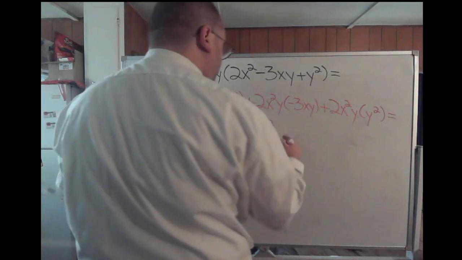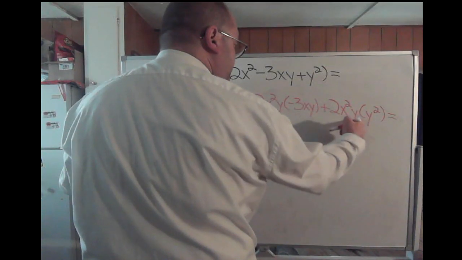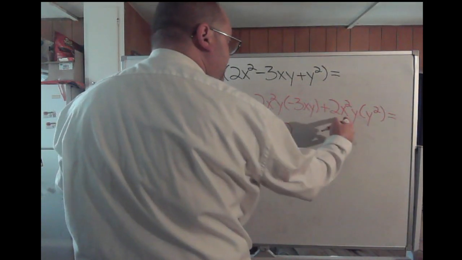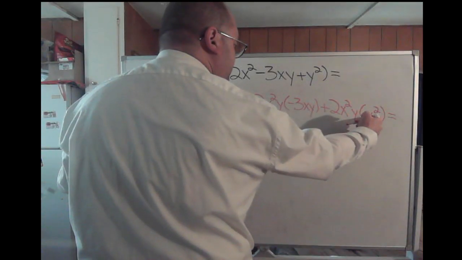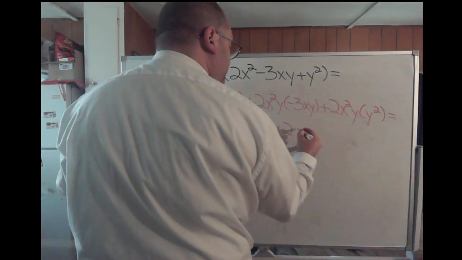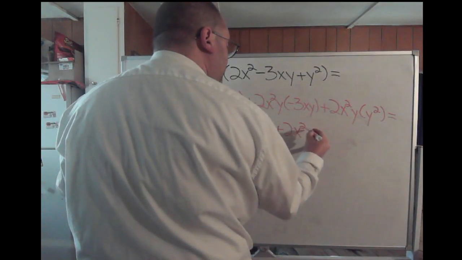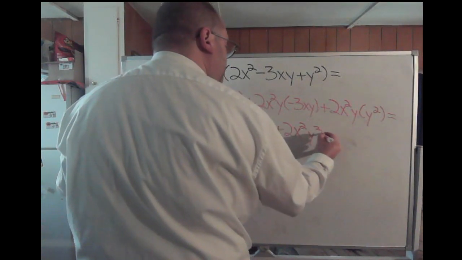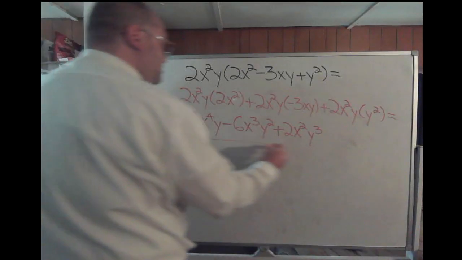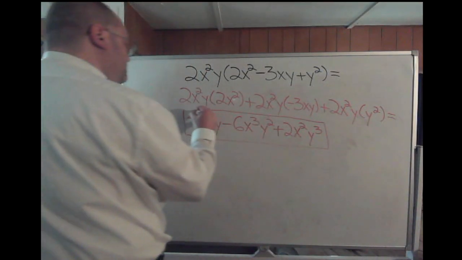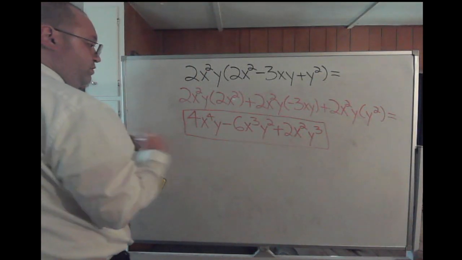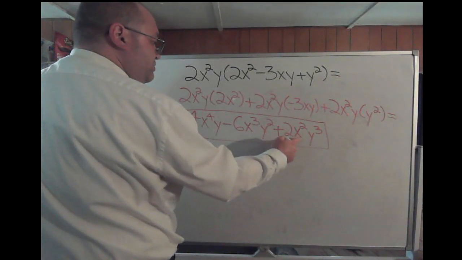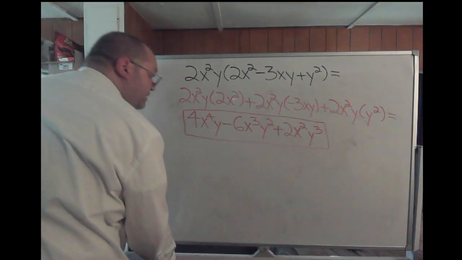Now, third term, start with your coefficients. You have 2 times 1, that'd be plus 2. Then you have x squared. You don't see an x on the second term of that multiplication, so the x squared just kind of hangs out. But you have y times y squared, which would be y cubed. So the answer you should get for this would be 4x to the fourth y minus 6x cubed y squared plus 2x squared y cubed.